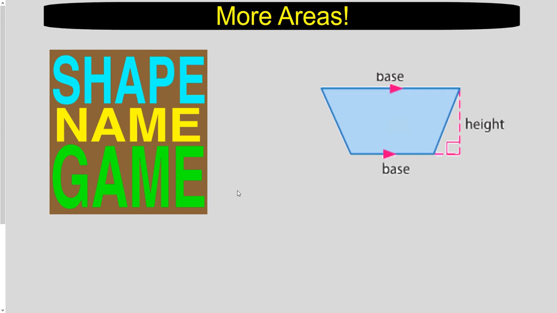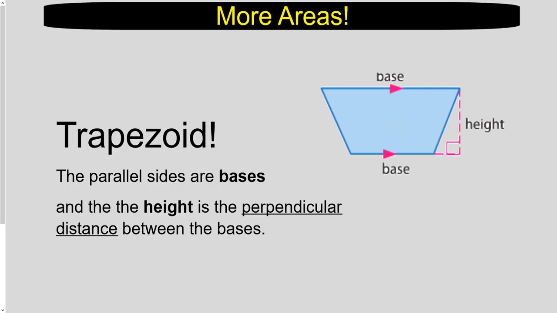All right, so talking more about areas of various shapes and figures. We have a shape here that has two bases. These triangles mean that those bases are parallel, and then we can see that we're going to have a perpendicular height between those bases. Does anybody know what this shape is called? I'm hoping that you all said it's a trapezoid.